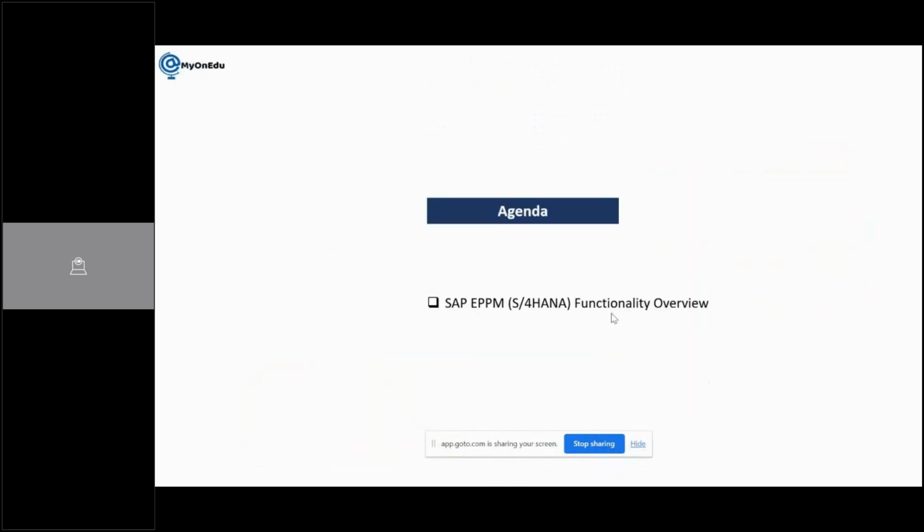So my agenda is to explain the SAP EPPM S4HANA functionality, and before that, I'll go to the course detail. So what exactly we have included in this course. This course includes two modules. One is investment management, another is project system. But what exactly does project system fit in with the EPPM concept? First I'll explain that entire functionality, then I'll go for the course detail.